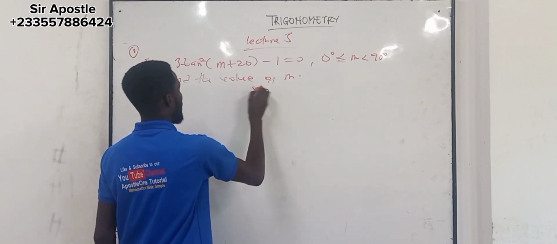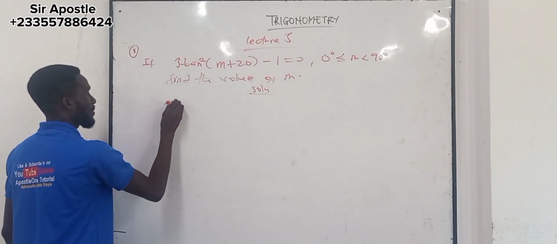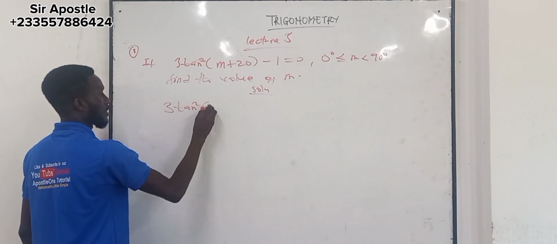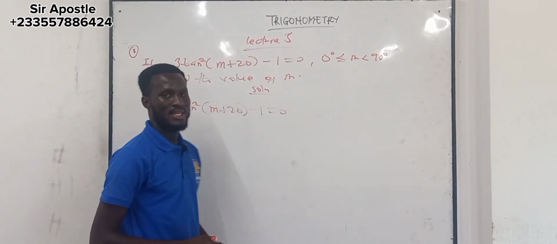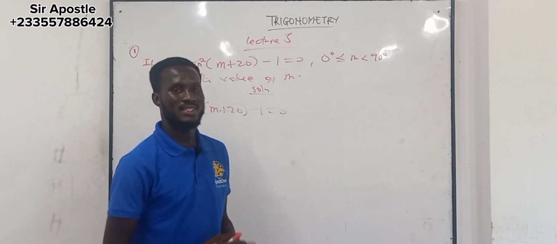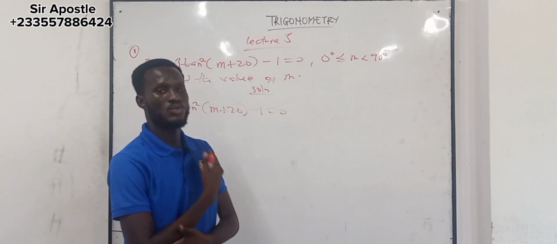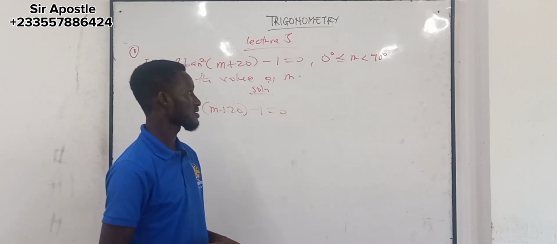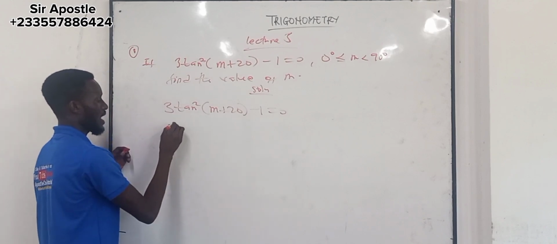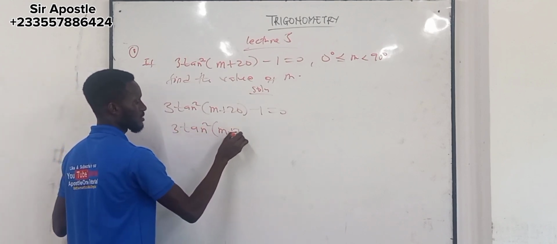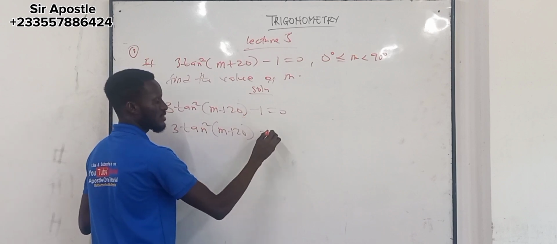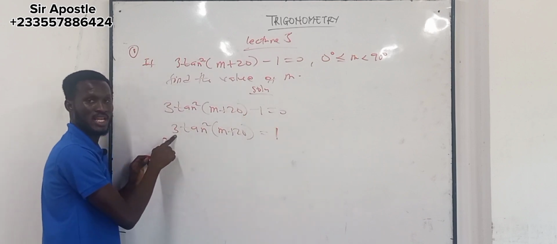Solution. Now, so we have 3 tan square of m plus 20 minus 1 equals 0. If you want to understand this perfectly, make sure that you visit lecture 5, then you solve more questions on this. I'm going to group like terms. This one is negative, becomes positive 1. Then I will divide both sides by 3.